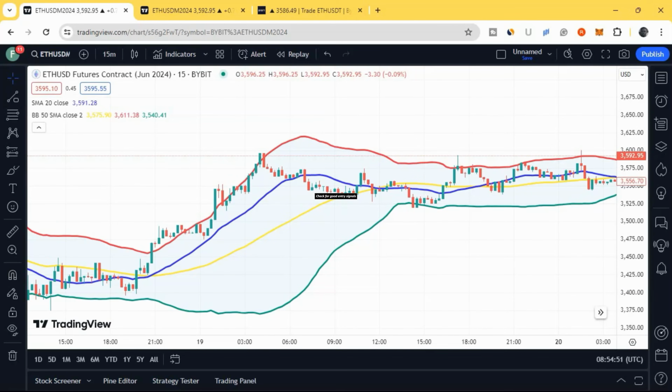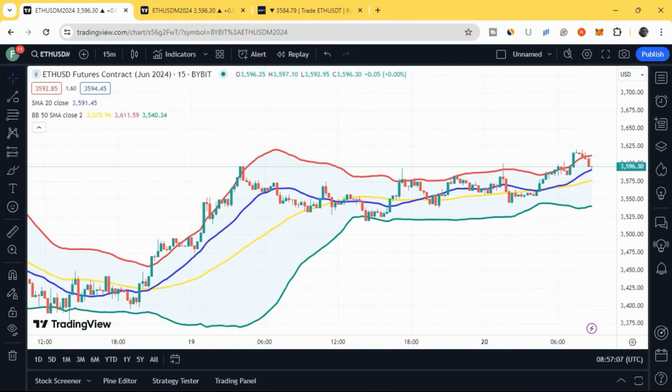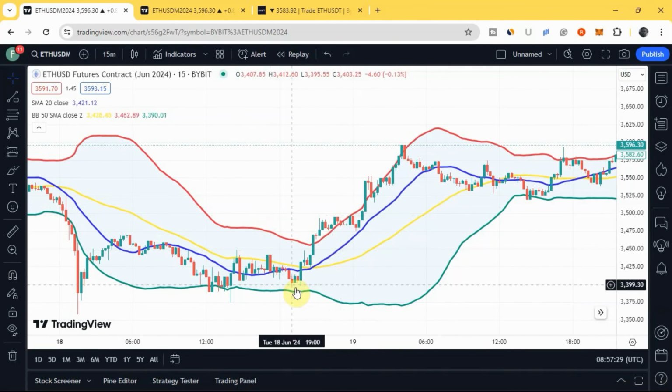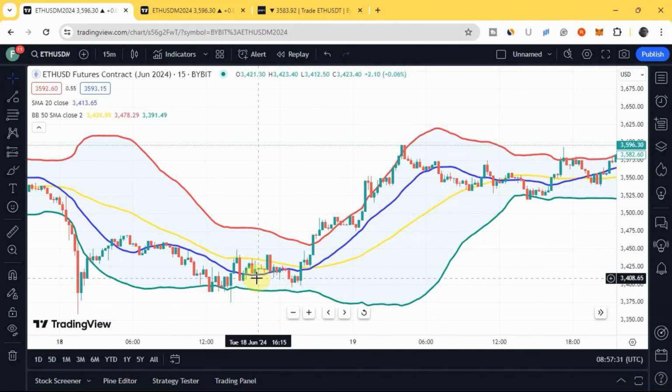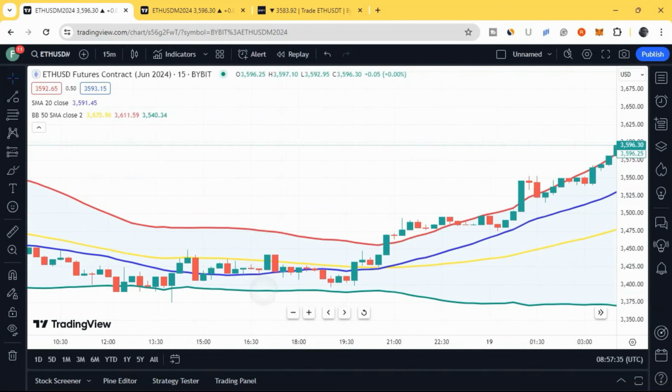Now, the next thing you want to do is to check for good entry signals. The first entry signal is that whenever the candlesticks go below the moving average line, it is a downtrend, and whenever the candlesticks go above the moving average line, it is an uptrend. Now, let me explain what I mean by this. For example, if you look at this area of the chart right here, you can see that the candlesticks are going up right here. So let me make it bold.